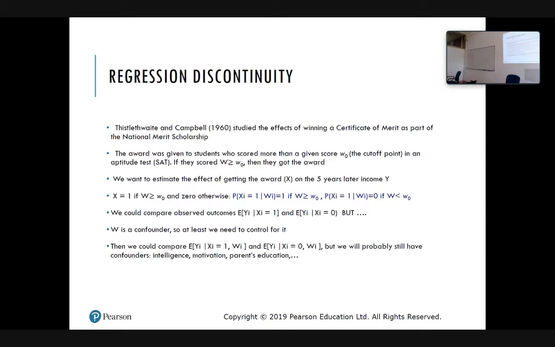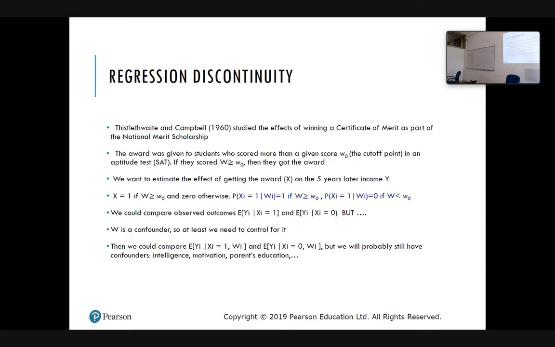If W is above W0 in an aptitude test, which is called CAT, then they got the award. So the assignment of the treatment depends on whether their score on this test is above a certain cutoff value. Our aim is to estimate the effect of getting the award X, the treatment, on an outcome variable, which is the 5 years later income.